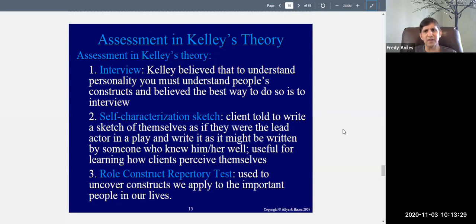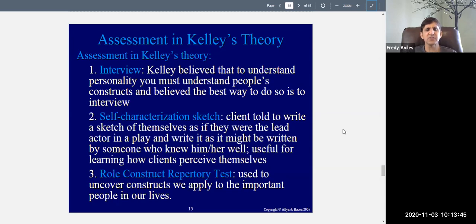Not so much through a survey where they just answer some questions very quickly. You have to talk to them, interview them, try to understand how they think. That's the best way to understand their personality, is by understanding how they think. In order to do that, you need to spend a lot of time with them in an interview.